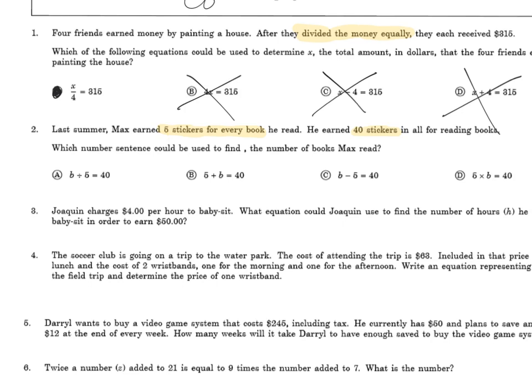Okay, so for every book, what do you think that means? That means that we're going to multiply. So let's look for one where B is our books and we have 40 at the end. The first one is dividing. I don't want to divide. The second one's adding. I don't want to add. The third one is subtraction. I don't want to subtract. The last one is multiplying. So 5 for every book. So 5, 10, 15, 20, 25. So the answer has to be D.